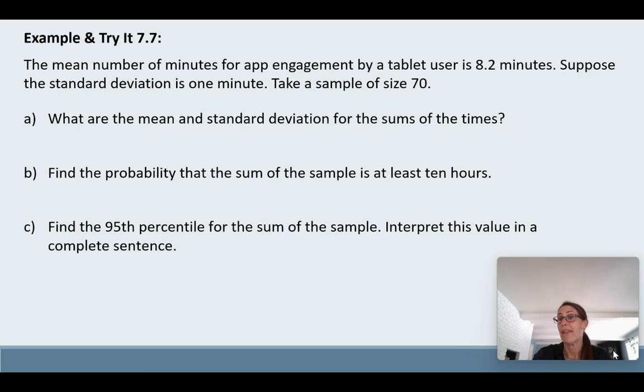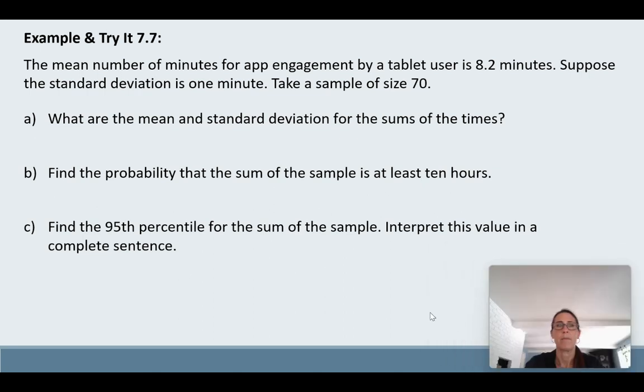So this is example N, the try at 7.7. I had a couple of pieces in it that I thought might be helpful. So the mean number of minutes. I can't think off the top of my head where that last one, adding up the ages, might be super realistic. But in this one, the mean number of minutes for app engagement by a tablet user is 8.2 minutes. Suppose the standard deviation is 1 minute and you take a sample of size 70. So now we're talking about adding up all of the engagement minutes. To me, that seems a little more realistic, that you might want to add up all of the engagement minutes and know what those sums are. So there are different cases where different things make sense.